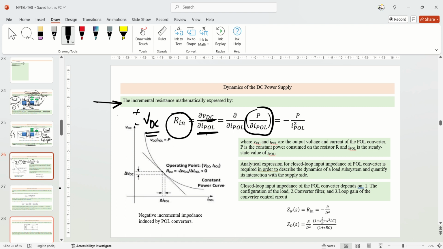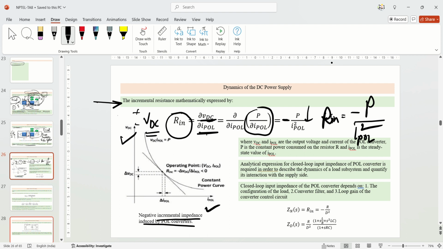So in this case, you can see that it will come with the negative: R input is equal to minus P divided by IPOL square. If you plot VDC versus IPOL, you will get the negative incremental impedance introduced by the POL converters. That is the same phenomenon: R input is negative. If the power is reduced, R input will increase, and if IPOL is decreased or increased, that will similarly affect R input, which is negative.